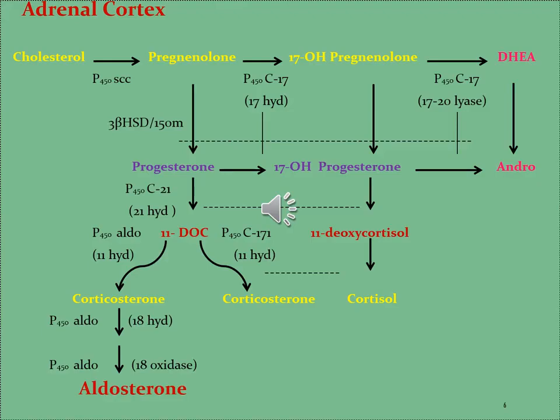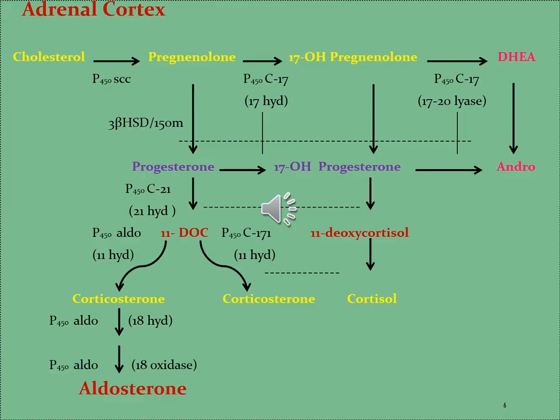Let's see how the pregnenolone and 17-hydroxypregnenolone are changed into progesterone and 17-hydroxyprogesterone respectively by the effect of the enzyme 3-beta-HSD. 3-beta-hydroxysteroid dehydrogenase isomerase, abbreviated as 3-beta-HSD, is an enzyme that catalyzes the biosynthesis of the steroid progesterone from pregnenolone, 17-alpha-hydroxyprogesterone from 17-alpha-hydroxypregnenolone, and androstenedione from dehydroepiandrosterone, that is DHEA, in the adrenal glands.